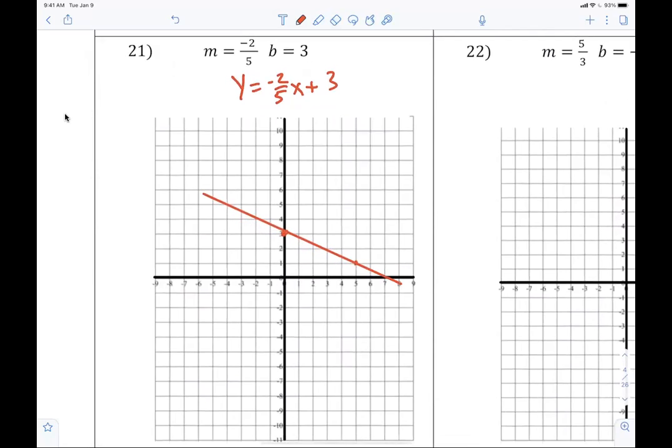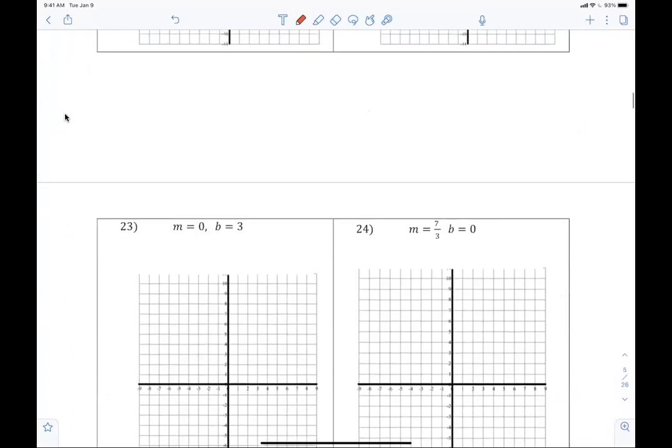And then let's draw the graph. All right, hopefully it's coming back. All right, now let's knock out.